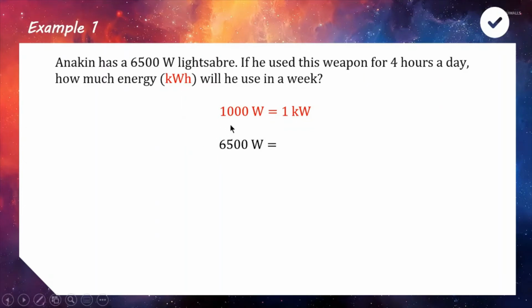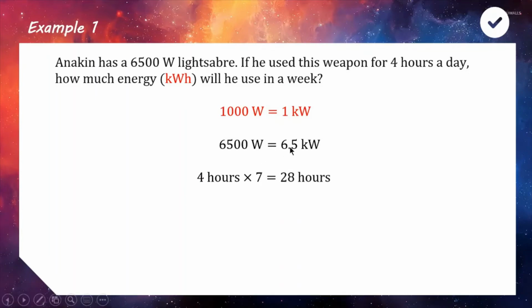Okay, so going from watts to kilowatts, we are dividing by 1,000. So if we divide this by 1,000, we get 6.5. So our lightsaber is using 6.5 kilowatts of power. We're using this for 4 hours a day for a week, so 7 days. So we're doing 4 hours a day times 7 to get 28 hours.